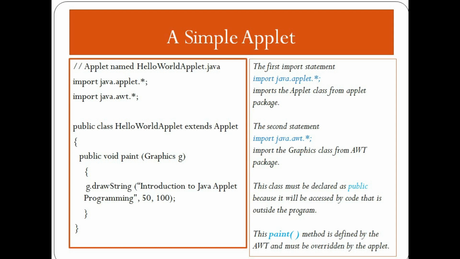And here we declare it as public because it will be accessed by code that is outside the program. And the main method here is the paint method. Paint method is defined by the awt and must be overridden by the applet. So these are the theoretical things you should know, which are very much related to our demonstration part.